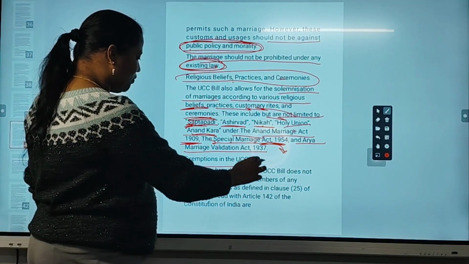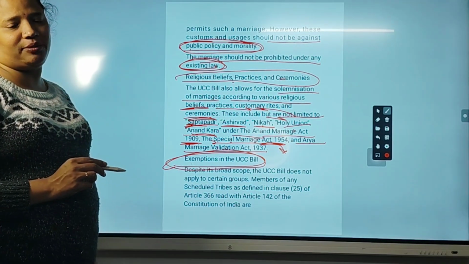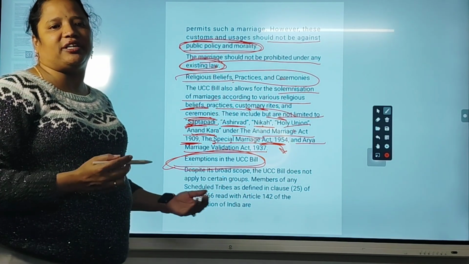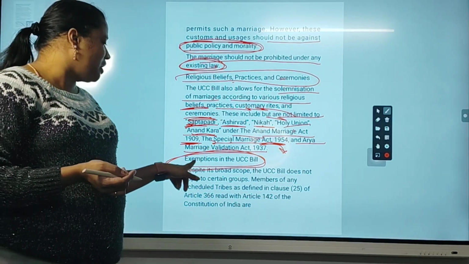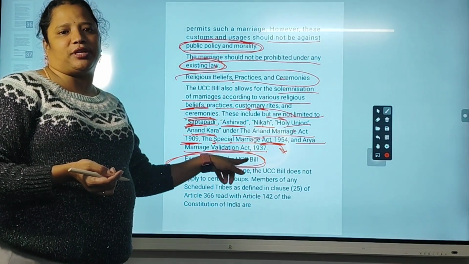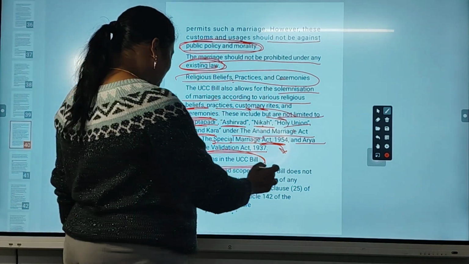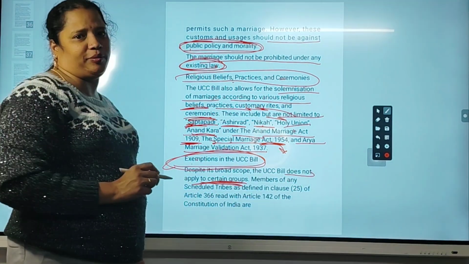So, exemptions in the UCC bill. What are the exemptions? We discussed the points the UCC bill has given till now regarding marriages, property, adoption and other things. So now we will go into what are the exempted things in the UCC bill. Despite its broad base, the UCC bill does not apply to certain groups. It does not apply to certain groups of people.